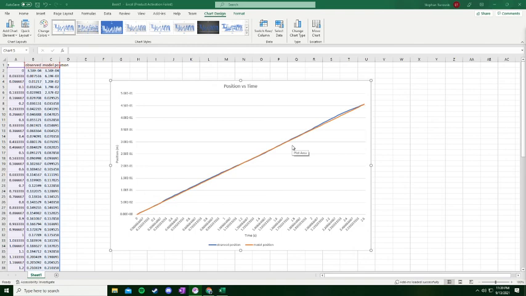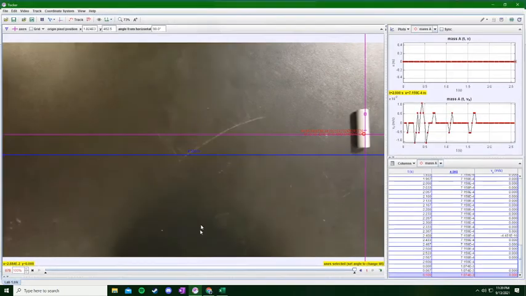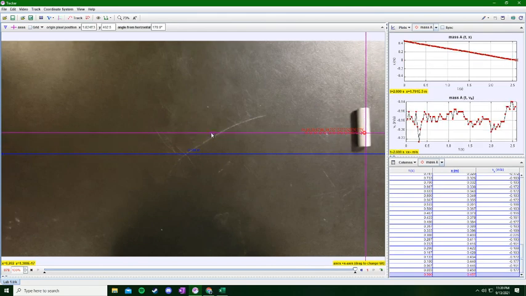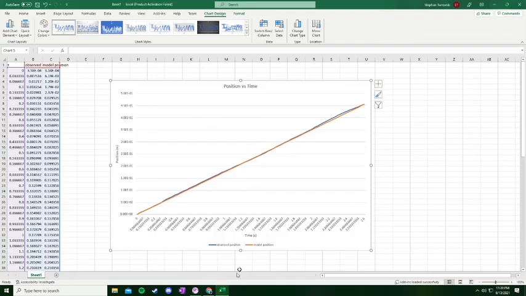So what does this mean? Well, it means that Newton's first law is upheld. There's no net force on this object, or if there is, it's very slight. And yeah, we're upholding Newton's first law. Great. Thank you.